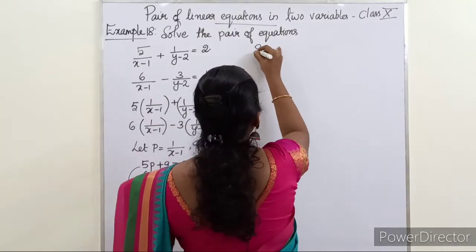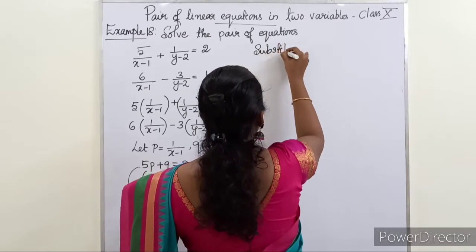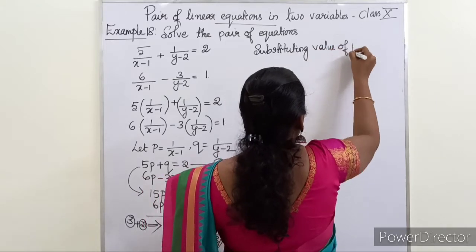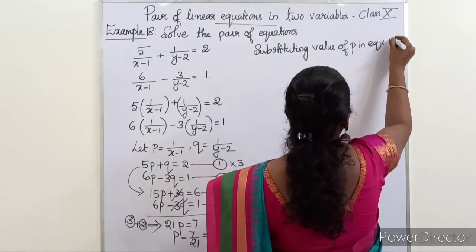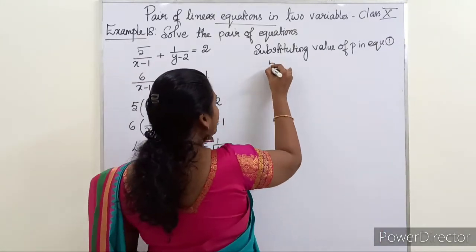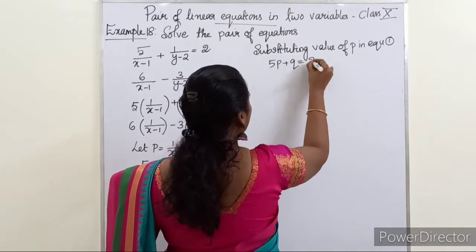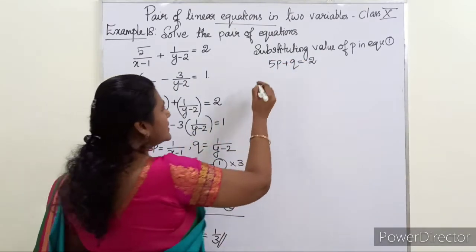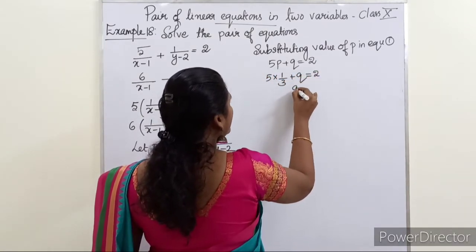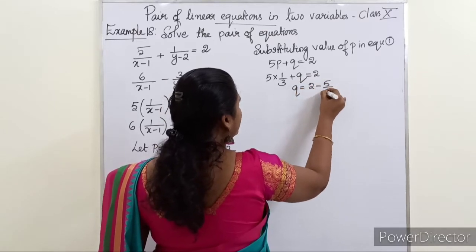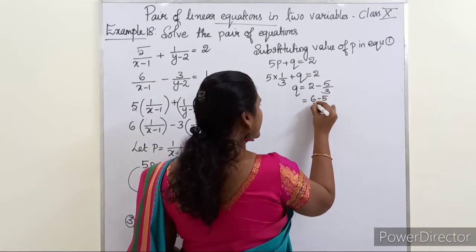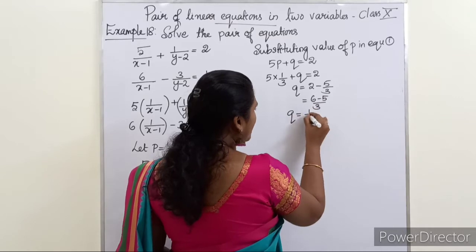Substituting the value of p in equation 1. Our first equation is 5p plus q is equal to 2. The p value we got is 1 by 3. So 5 into 1 by 3, plus q, is equal to 2. Therefore, q is equal to 2 minus 5 by 3. Now we will take 3 as the LCM here, that is 6 minus 5 by 3, that is equal to 1. So the numerator is 1, so q is 1 by 3.